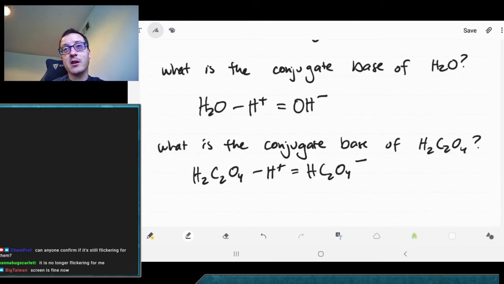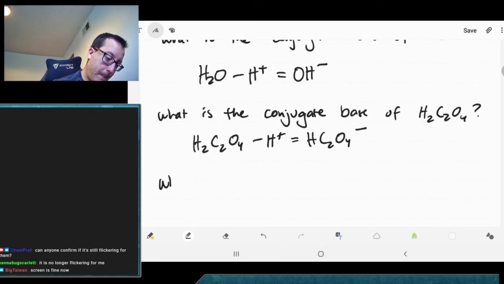We just look at one proton being transferred away, by the way. We don't look at multiple. Even though oxalic acid is diprotic, it has 2 protons, we don't care. Its conjugate base will just have 1 proton. We could also go further.